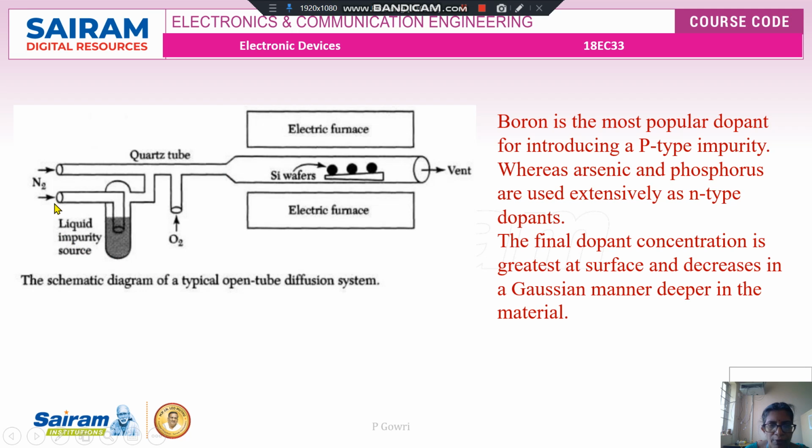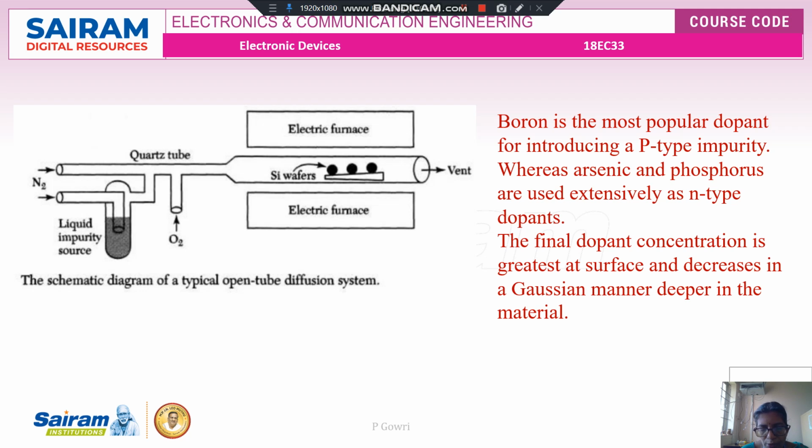The only thing is that the impurity material to be doped will be stored here, and when it is converted to gaseous state and passed through this furnace, which is covered by a quartz tube, the silicon wafers will be doped, or there will be a change in the property of the silicon wafer based on the doping impurities. Normally, boron is used for introducing the p-type impurity.